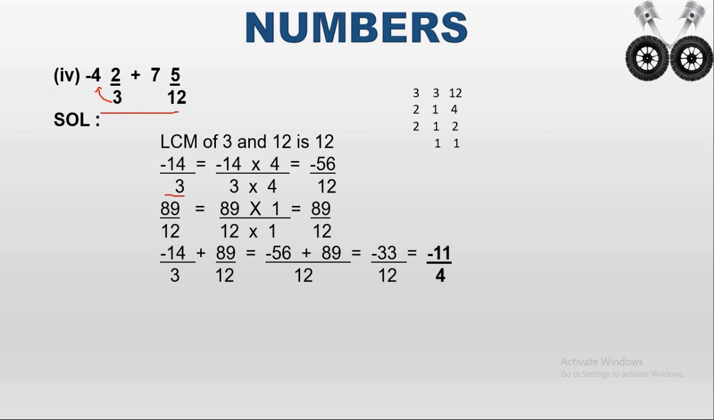So next one is 7 5 by 12. Now you have to convert the mixed fraction 7 5 by 12 to the improper fraction. For that first you have to multiply 7 and 12. So 7 into 12 is 84. 84 plus 5 is 89. So the improper fraction is 89 by 12.